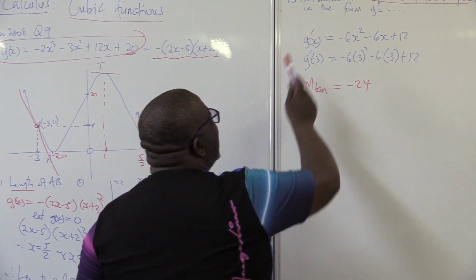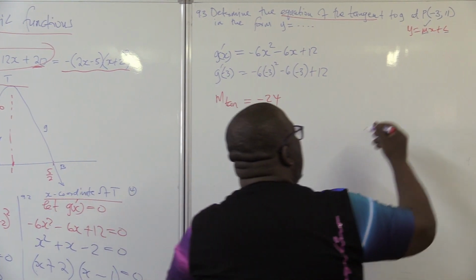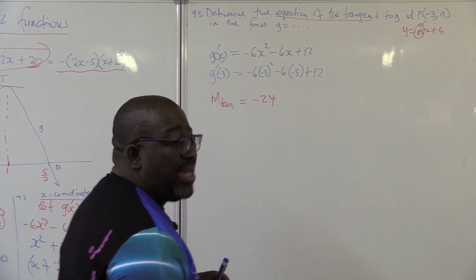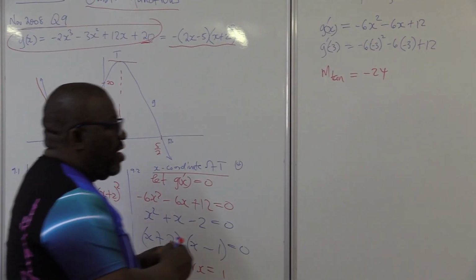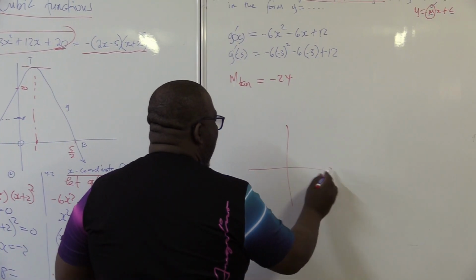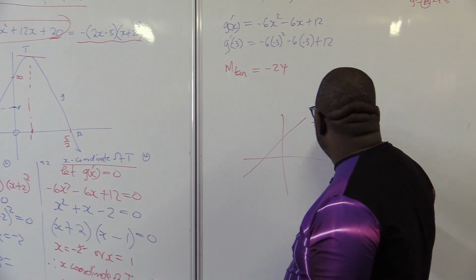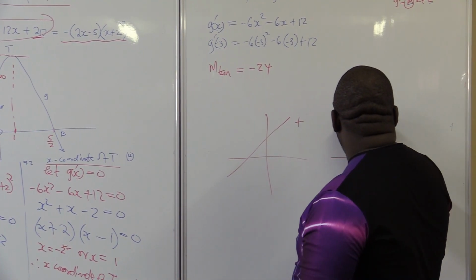The question says, determine the equation of the tangent. What we have found thus far is the gradient. We know that the gradient there is negative 24. Look at the line. Remember one thing and one thing only. If I have a line like this, how is this gradient? This gradient is positive. How is this gradient? This gradient is negative.